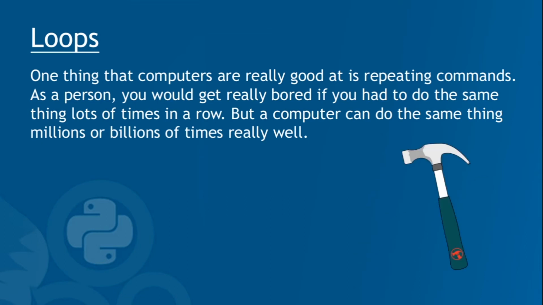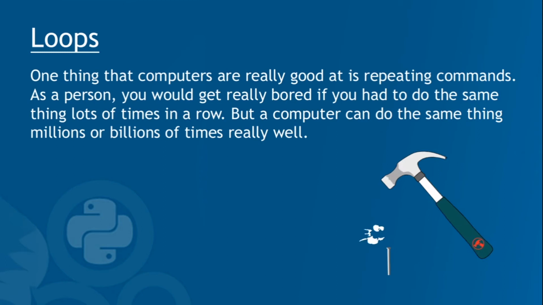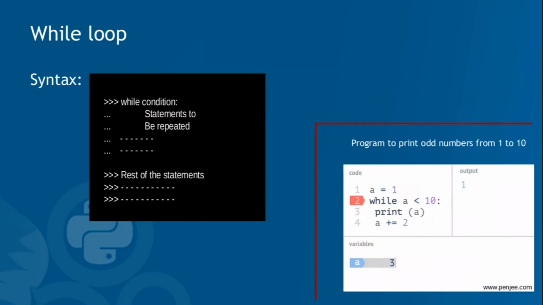We'll be talking about the while loop first. The while loop starts with this syntax: while, followed by a condition. This condition is a boolean, so it can be either true or false. If the condition is true, the indented statements will be repeated.